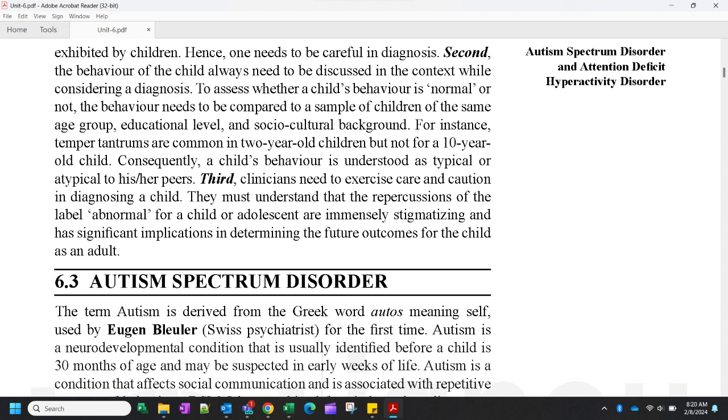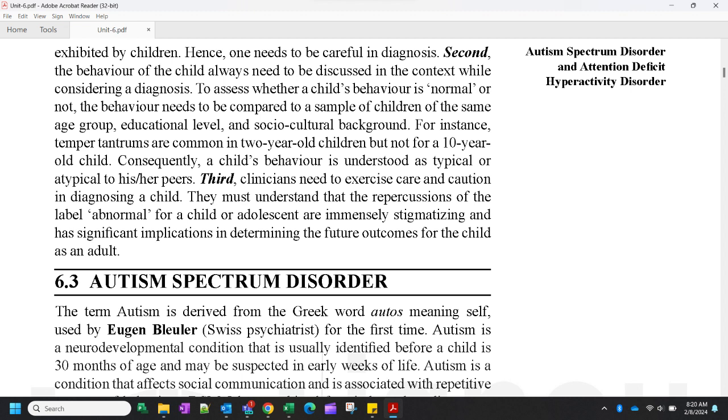Second, the behavior of the child always needs to be discussed in context while considering a diagnosis. To assess whether a child's behavior is normal or not, the behavior needs to be compared to a sample of children of the same age group, educational level, and socio-cultural background. For instance, temper tantrums are common in 2-year-old children but not for a 10-year-old child. Consequently, a child's behavior is understood as typical or atypical relative to his/her peers.